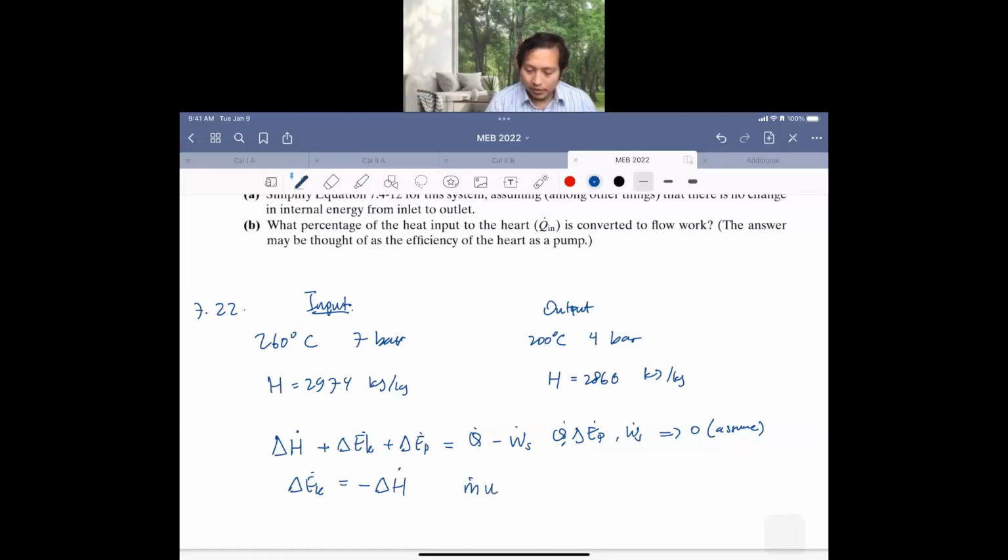The mass, the velocity squared over 2, is equal to negative. Or maybe the negative will be changed. This is supposed to be h out minus h in, but I will exchange this and make it positive. So h in minus h out, right?